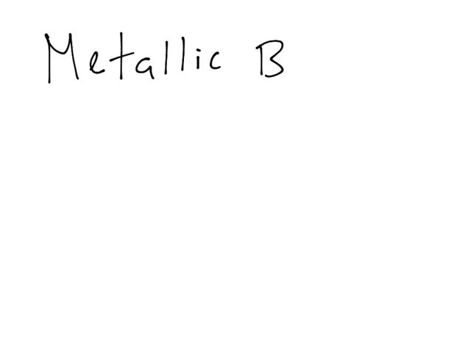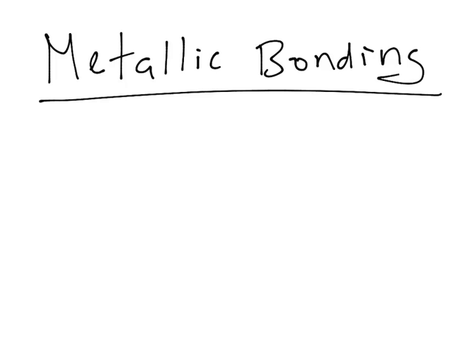In this video, I'll be talking about metallic bonding. So in the previous videos, I talked about ionic bonding and covalent bonding, and I related it to electronegativity. When you're talking about metallic bonding, you can't relate it to electronegativity in the same way. So metallic bonding is pretty different. You have to consider it in a different way than what you would do for an ionic or covalent bond.